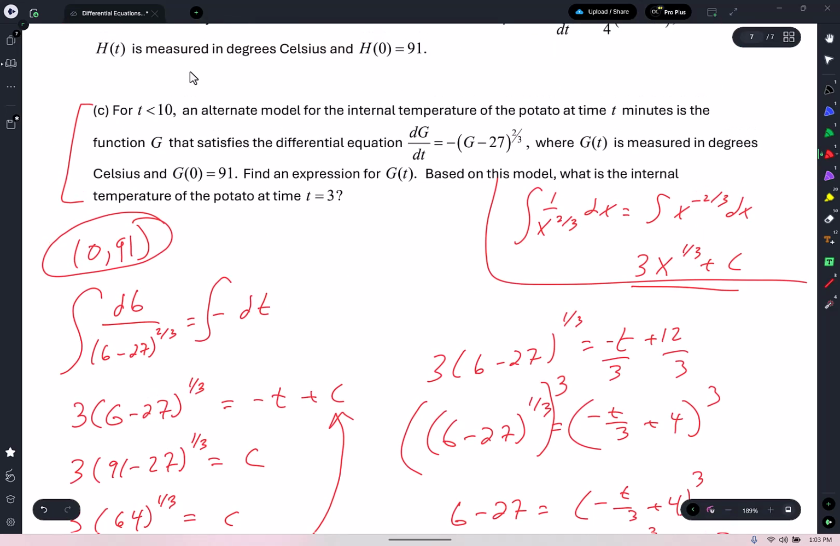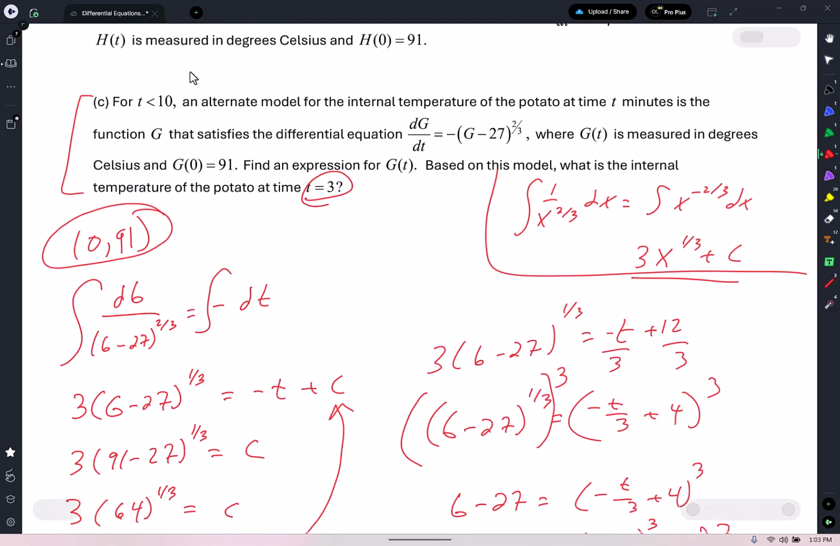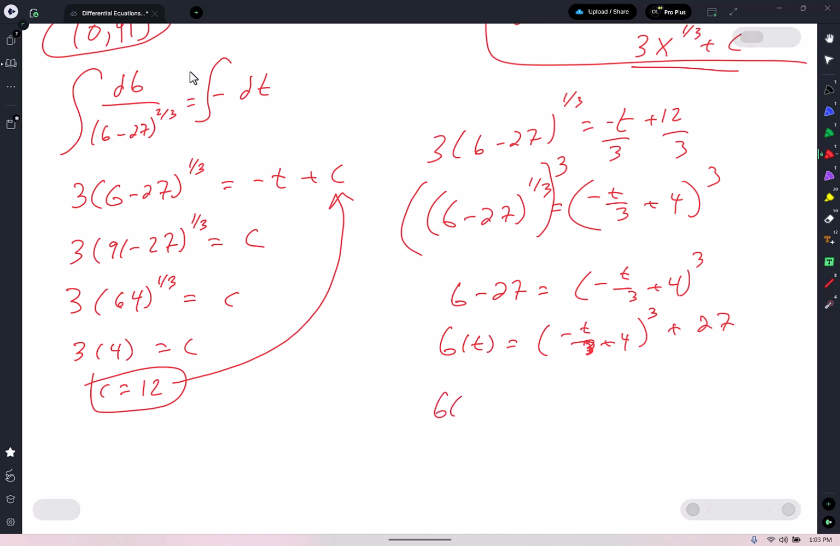And then they wanted you to find the temperature at 3, so just plug in a 3. So g of 3 equals, parenthesis, negative 3 divided by 3 is negative 1. Negative 1 plus 4 is 3, and 3 cubed is 27. So 27 plus 27 is 54. Now, I make mistakes all the time, guys, so make sure to look at it. But I think that's what I got on my rubric as well.